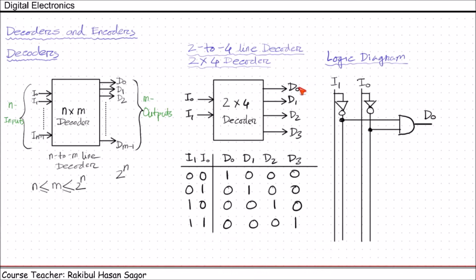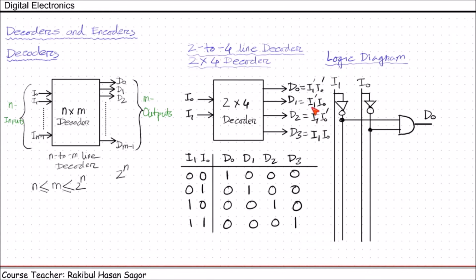Here it is to be mentioned that all these outputs are representations of the min terms of the input. Here I1 prime, I0 prime. Here this will be 1 for I1 prime, I0. Here this will be 1 for I1, I0 prime, that means 1 0. And this will be 1 for I1, I0. And from our previous lecture, we know this is the min-term representation of the input combinations.